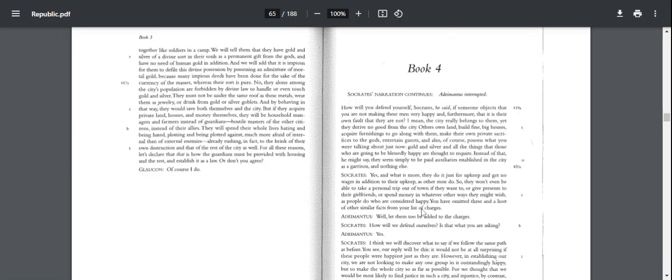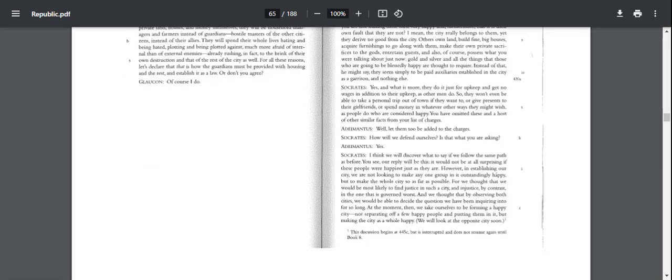So I cannot emphasize enough that Book 4 is absolutely key for what we're doing in this class. Why do I say that? Because this is a class in the philosophy of human nature, and it is in Book 4 that finally, perhaps, Socrates reveals his theory of human nature.